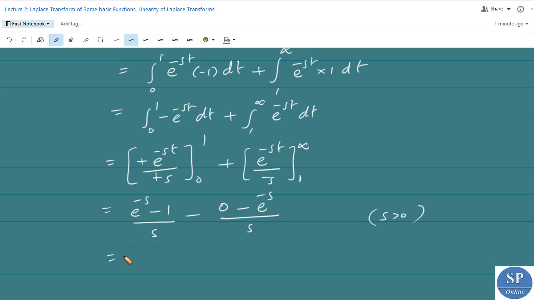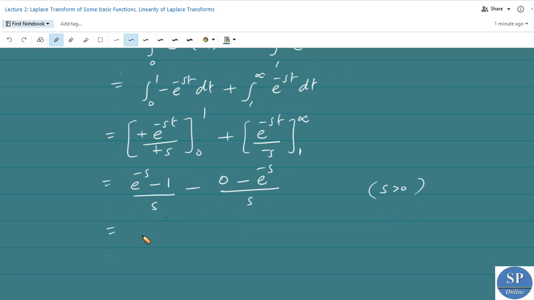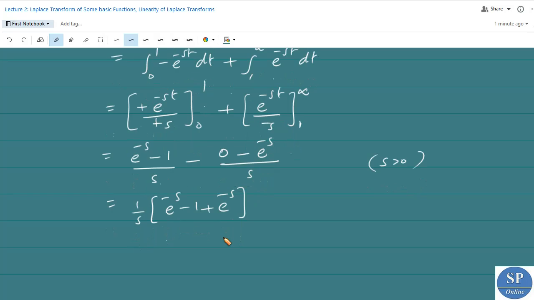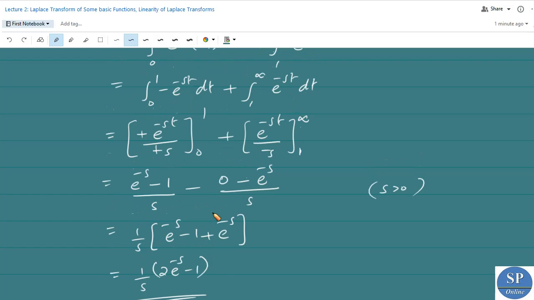So this is equal to, taking 1/s outside, we have e^(-s) minus 1 plus e^(-s). So this is equal to 1/s times (2e^(-s) minus 1), provided s is greater than 0. So this is the Laplace transform of the given function f(t).